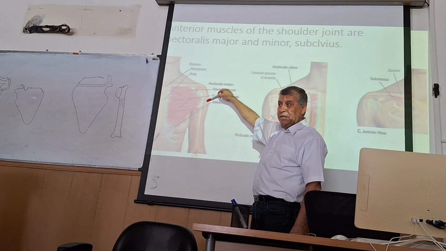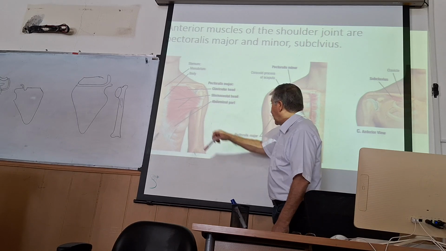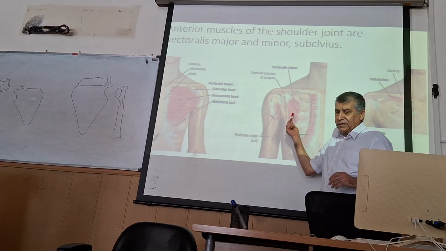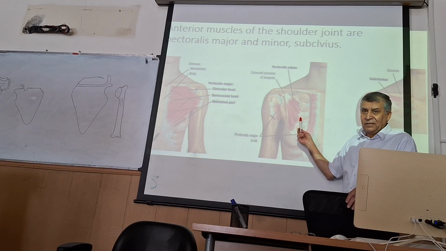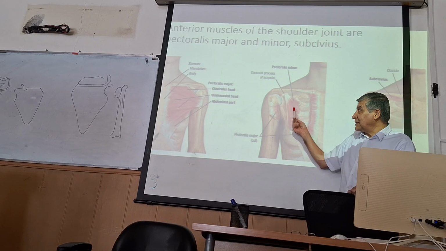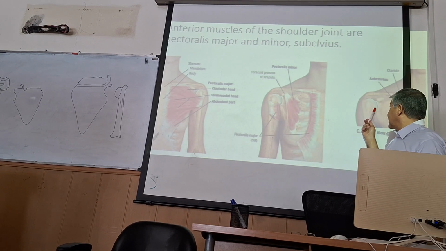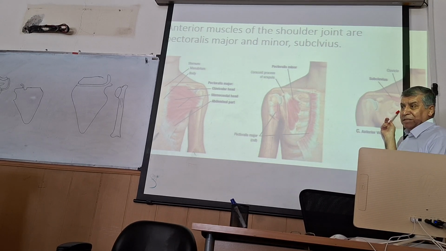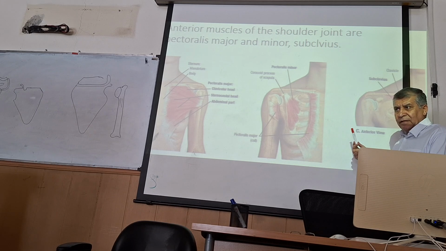It inserts into the lateral lip of the intertubercular groove. Pectoralis minor originates from the third, fourth, and fifth ribs and inserts into the coracoid process. Subclavius originates from the first rib and inserts into the inferior surface of the clavicle.